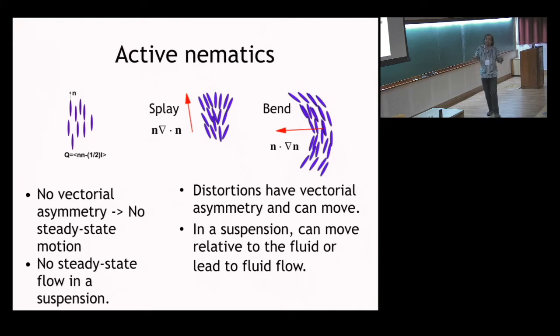However, distortions of this do have a vectorial character. They're of two different kinds in two dimensions. One is distortions transverse to the ordering direction, another is distortions along the ordering direction, called splay and bend. And these lead to forces and flows. So the first question to ask, and this was literally the first question that was asked in active systems, in active fluids, is how do these forces due to these vectorial asymmetries modify the phase behavior of the nematic, the uniaxial phase.